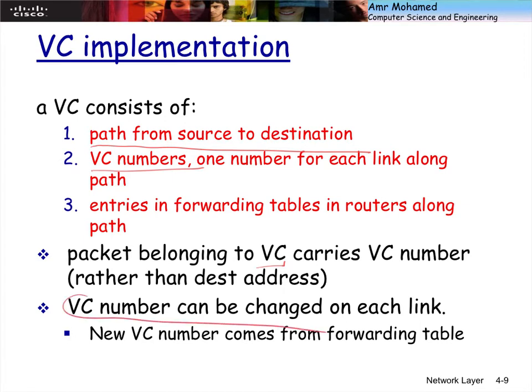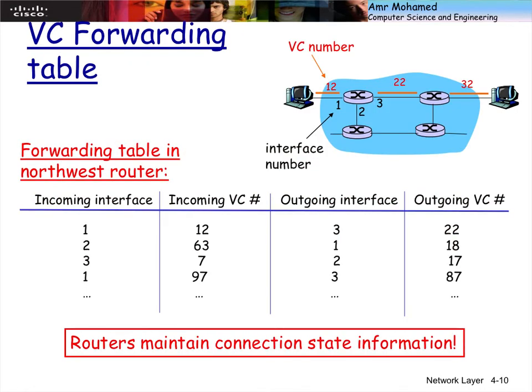So the virtual circuit number can be changed on each link. This is very important. The virtual circuit refers to the end-to-end connection. But the virtual circuit number gets assigned locally. It sounds strange, right? Because technically the virtual circuit number should refer to an end-to-end virtual circuit, right? But the virtual circuit number gets assigned at every link. Which means that the virtual circuit number would change at each hop. And that seems strange given that we need to establish a virtual circuit end-to-end. So it makes sense to have one virtual circuit number for the end-to-end virtual circuit, right? But we don't do this. The new virtual circuit number comes from the forwarding table.